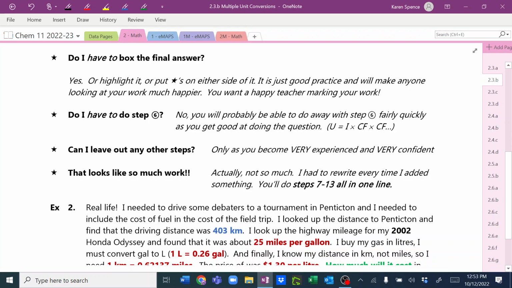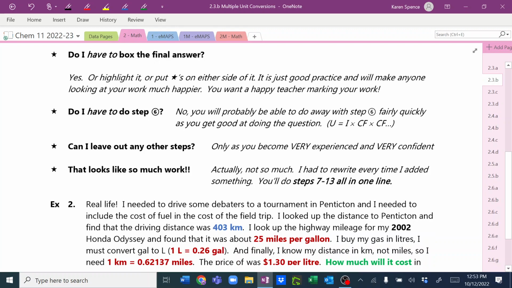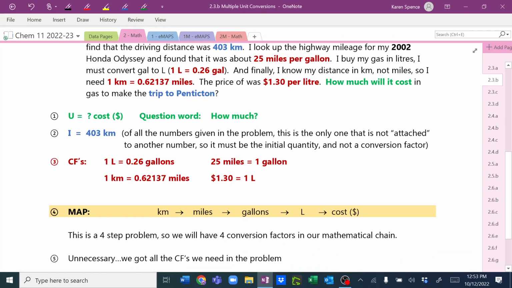Okay, but this all looks like so much work. It's not. When I wrote it, it's, I don't know. I'm babbling now. Real life problem.